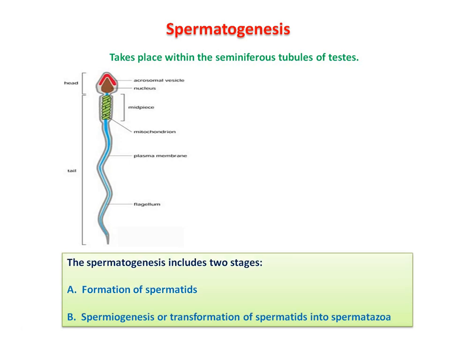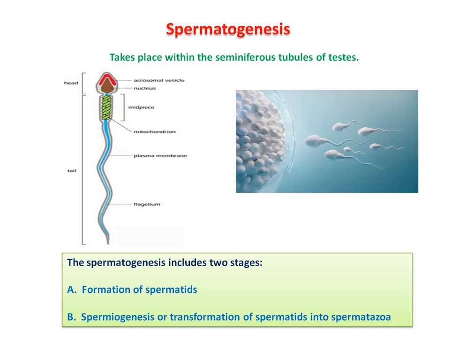The spermatogenesis process includes two main stages. Number A, formation of the spermatids, and number B, spermiogenesis, or the transformation of the spermatids into spermatozoa. This is basically a picture showing an egg and the sperms that are going to fertilize this egg cell.